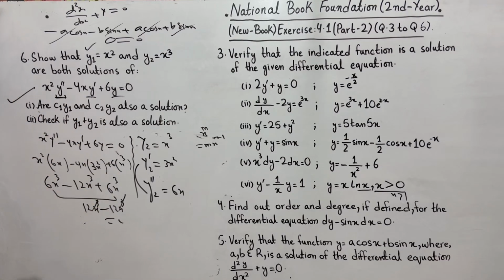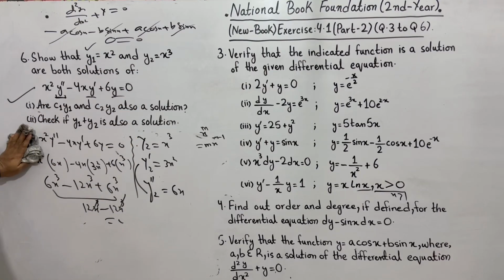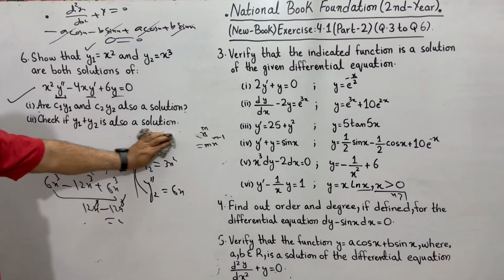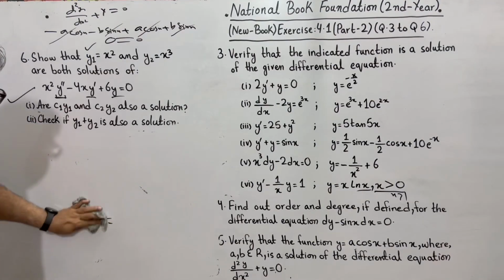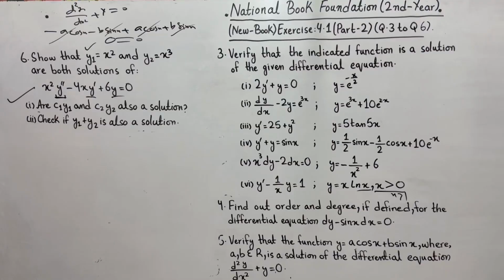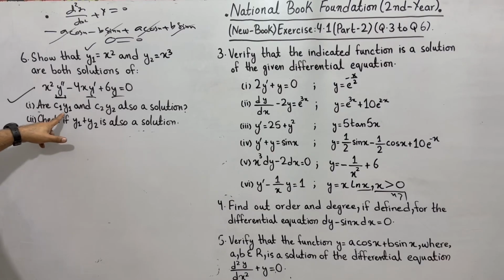Now, we are given constants C1 and C2 along with y1 equal to x square and y2 equal to x cube. Now taking both, multiplying by the scalars C1 and C2. We have verified that these are solutions of this one. Now, C1 y1 and C2 y2 are also solutions of this one.